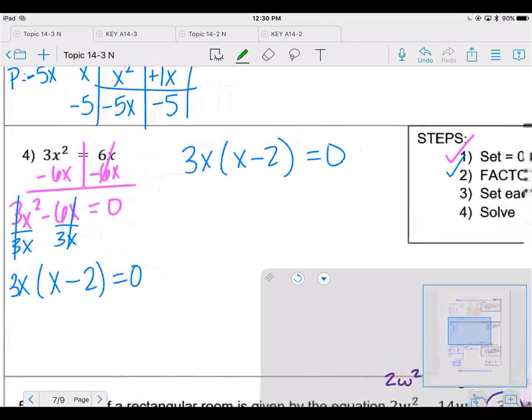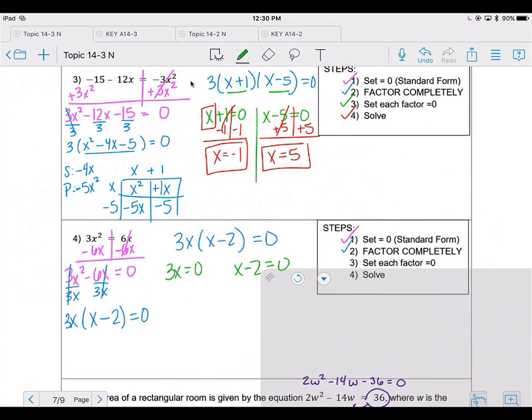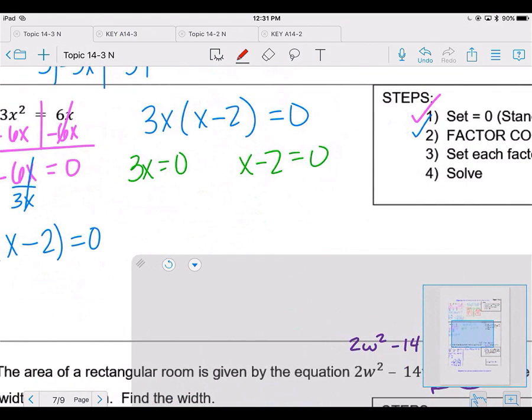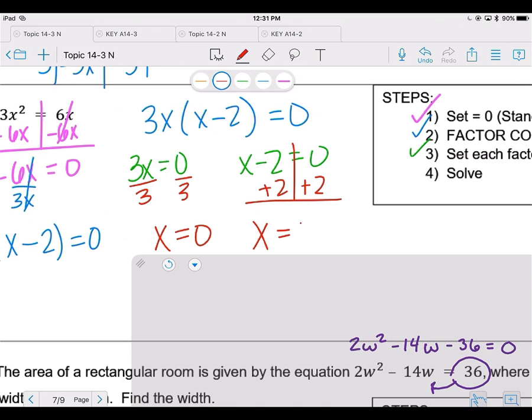I set each factor equal to 0. Remember, like I said on problem 3, anything with an x gets factored. So on problem 3, my GCF does not have an x, so I ignore it because I need 2 answers. Here, my GCF has an x, so I have an x here and an x here, so I set both of them equal to 0. And I then solve. So I've set them equal to 0. Now I will solve. So I divide both sides by 3, and x equals 0. I add 2 to both sides, x equals 2. I have solved both.